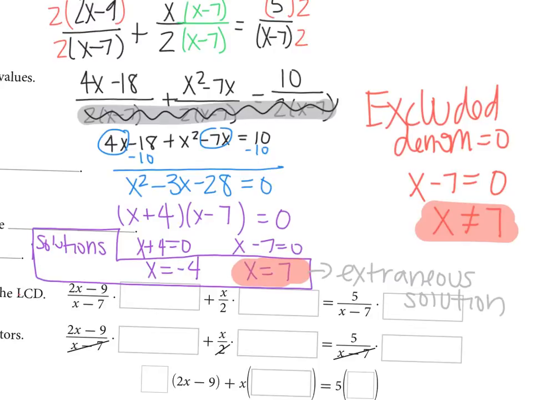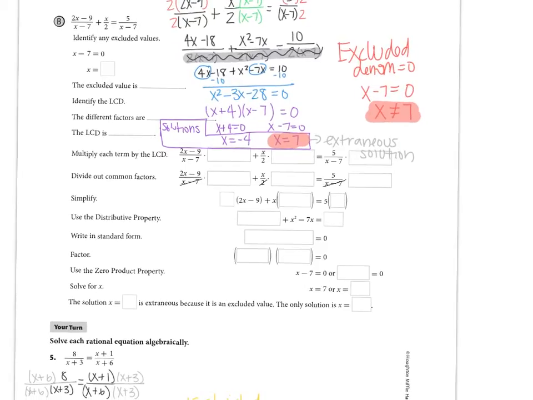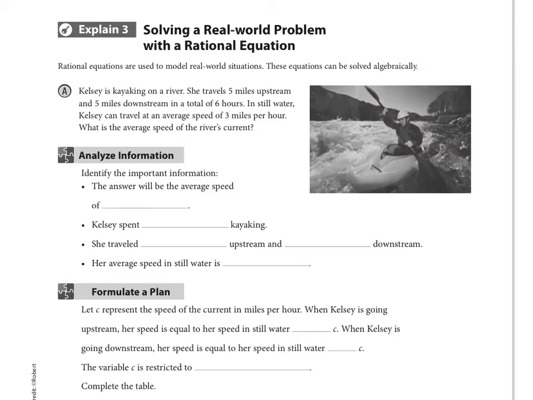So my actual answer to this problem, I only actually have one, and my solution is simply x equals negative 4. And the reason is because positive 7 was an extraneous solution. And the reason it was extraneous is because it showed up as an excluded value or as a restricted value, and it showed up as a solution. It cannot be both.